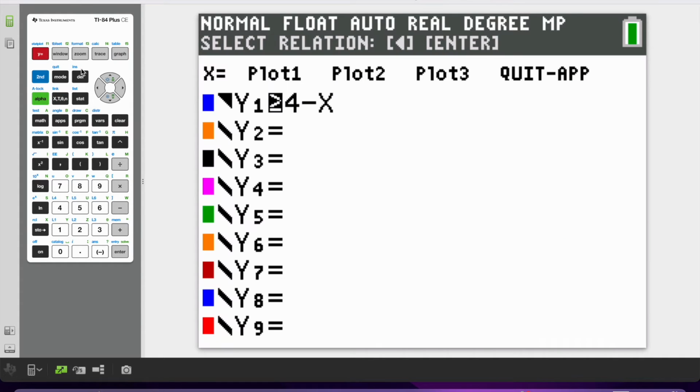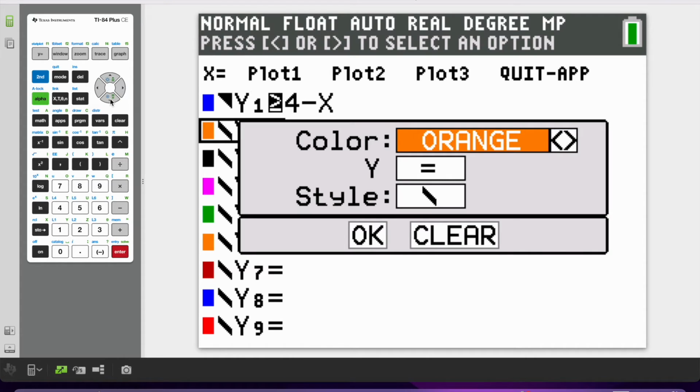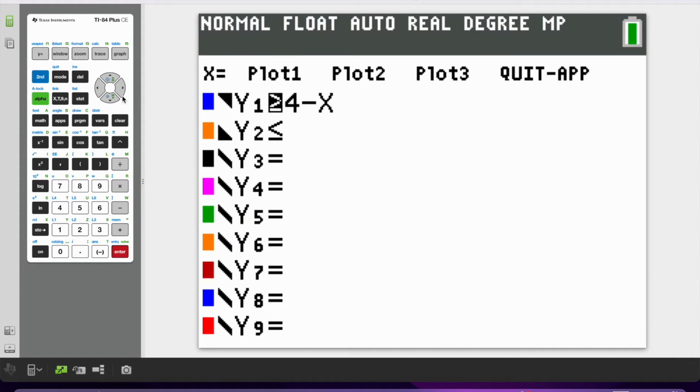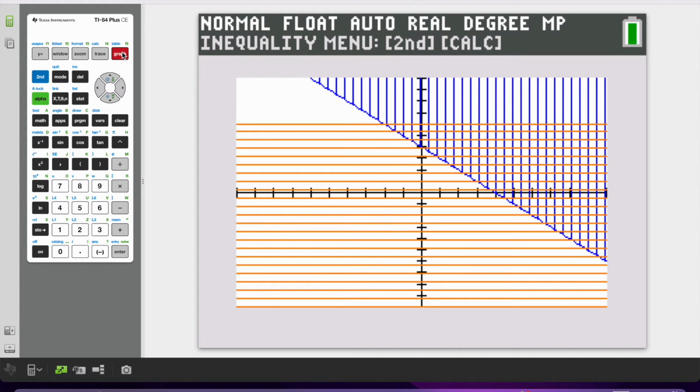Again, we go to y equal to, the second inequality is y. Set up the sign on the inequality. Same procedure. Repeat the same process for the second inequality. y less than or equal to 6. You can select the color of your choice. Graph. Then the third inequality.